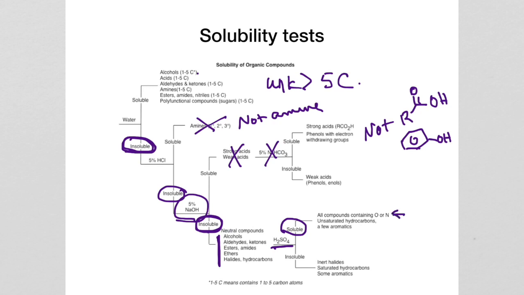We then did the concentrated sulfuric acid test, and we saw that it was soluble. So this means that it is a compound containing oxygen or nitrogen, or it is an unsaturated hydrocarbon, or it could be some of the aromatics. So we look back at our neutral molecules. The compounds containing oxygen and nitrogen include the alcohols, the aldehydes and ketones, the esters, amides, and the ethers. Or we could have a hydrocarbon. So we don't have a lot that we can conclude in the positive, but we have a lot of things that we know in the negative. We know we're bigger than 5 carbons, we know we're not an amine, and we know we're not a carboxylic acid. So that is actually fairly useful.